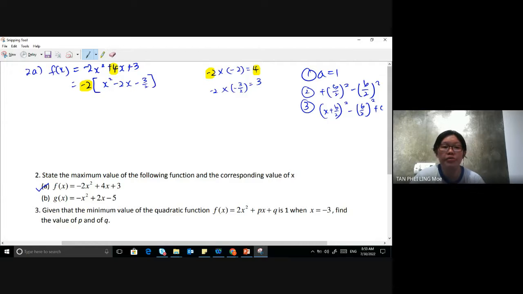Is that okay now? Okay, so this is how. Just do a double check if you are scared. -2 times x squared, you get -2x squared. -2 times -2, you get positive 4. And then x, and then you get back x. -2 times -3/2, you get back positive 3, which is like what you have done here. So you feel better.